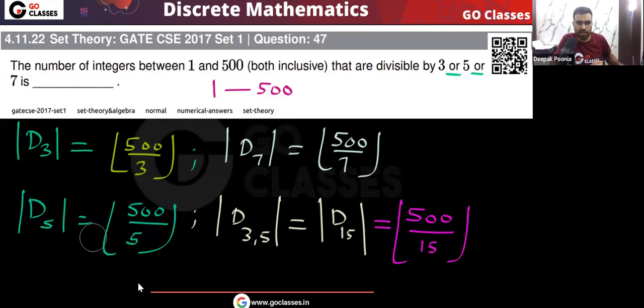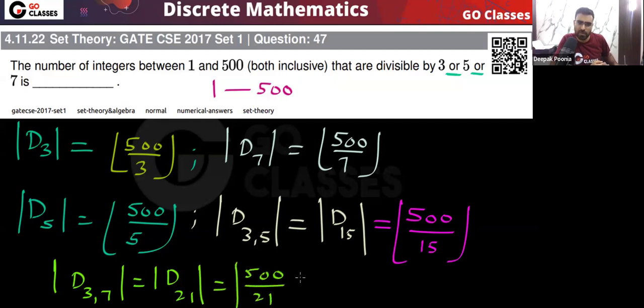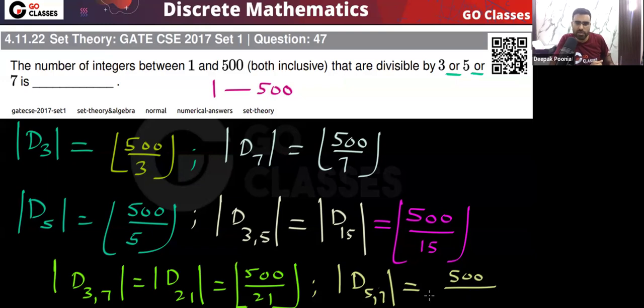Similarly, you can find how many will be divisible by 3 comma 7. What is the LCM of 3 comma 7? That is 21. So that will be 500 divided by 21, again taking the floor. Next, how many are divisible by 5 and 7 both? That will be 500 divided by the LCM of 5 comma 7. Because both are prime numbers, the LCM is just their multiplication, so that will be 35. Okay, so you take the floor.